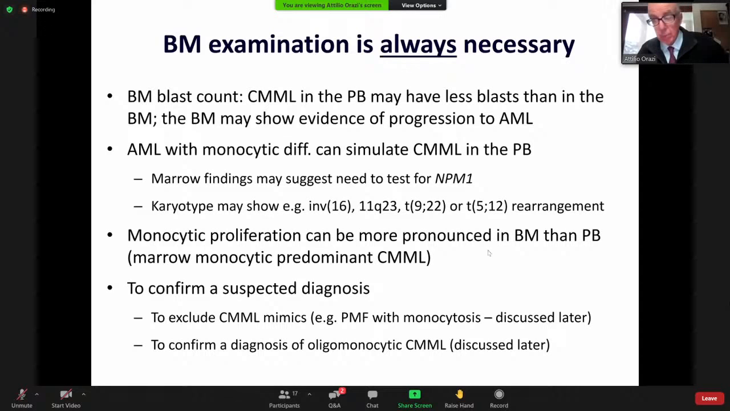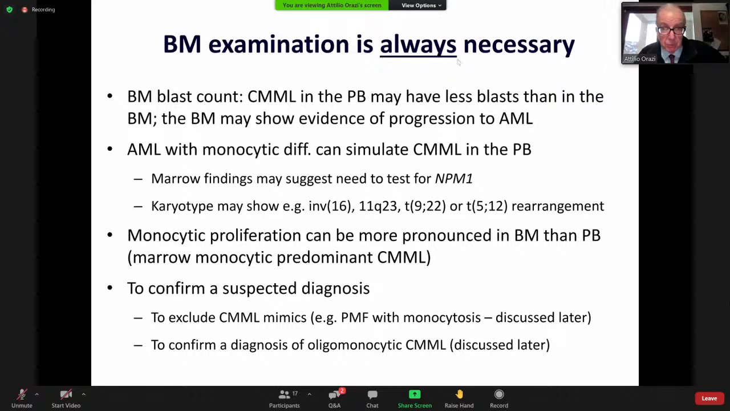So sometimes you have more monocytes in the peripheral blood, that's usual, but sometimes you have monocytes in the bone marrow. So there is a subtype of CMML called marrow monocytic predominant CMML. I'm going to touch upon this in a while. And it's important to be aware of that. And also it's useful to confirm a suspected diagnosis.